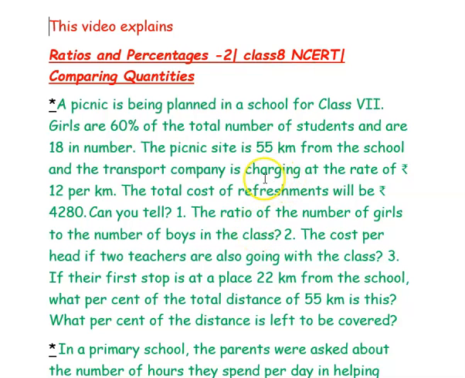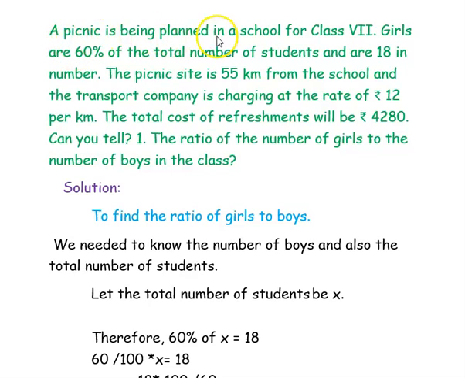In this video, we are going to see a few examples on how to find the ratios and percentages based on the given question. First example is, a picnic is being planned in a school for class 7. Girls are 60% of the total number of students and are 18 in number. The picnic site is 55 km from the school and the transport company is charging at the rate of rupees 12 per kilometer. The total cost of refreshments will be rupees 4,280.